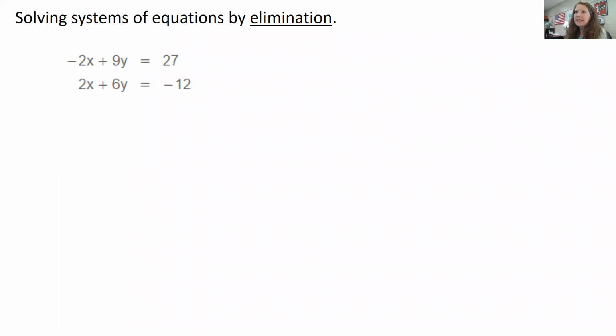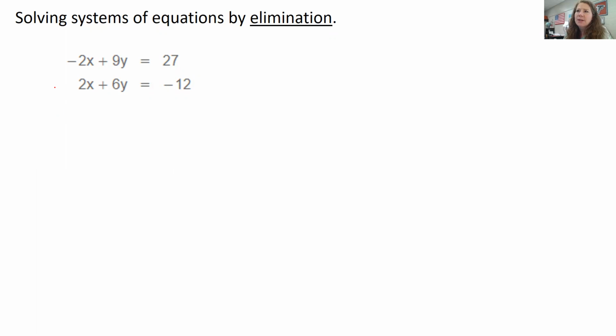Hey guys, this is going to be our lesson on solving systems of equations by elimination. Now, at first, this might seem like it's the most complicated way, but really, once you practice it a few times, this is probably the way that most mathematicians and math teachers would prefer to solve systems. All right, so let's look at the first one.